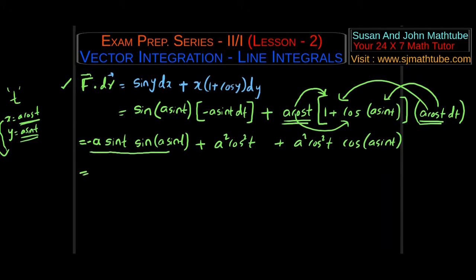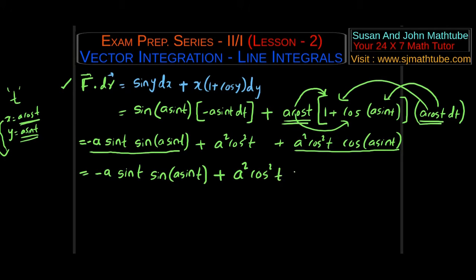Now the next step, I'm going to keep this and this together. I have a reason to do that. So minus a sin t, sin a sin t, plus a square cos square t, cos a sin t, plus a square into, look at this, we have to do integration.